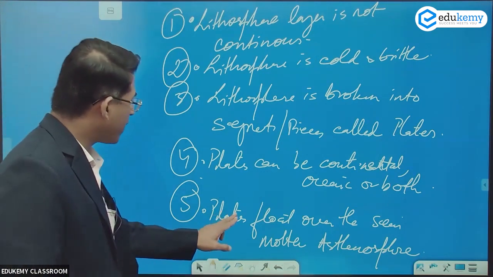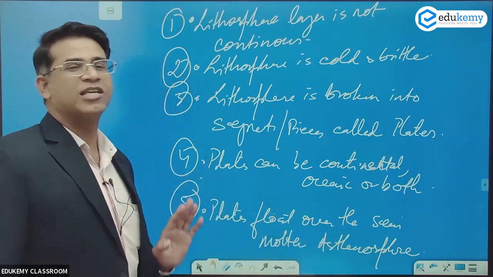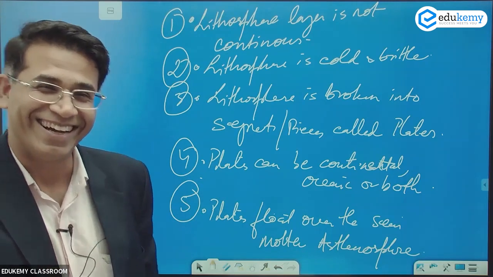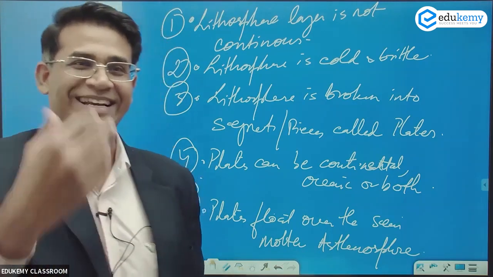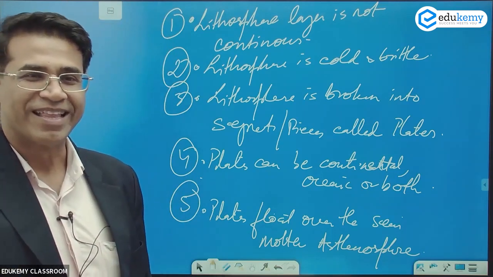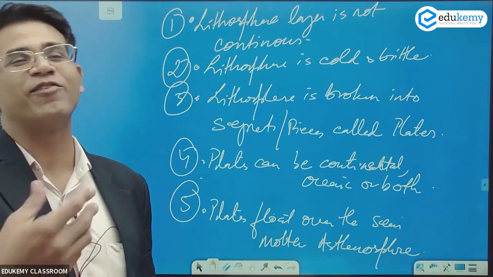Fifth is plates float over the semi-molten asthenosphere. Why do they float? Because they are lighter. They have buoyancy. The asthenosphere is denser. That is why they float.